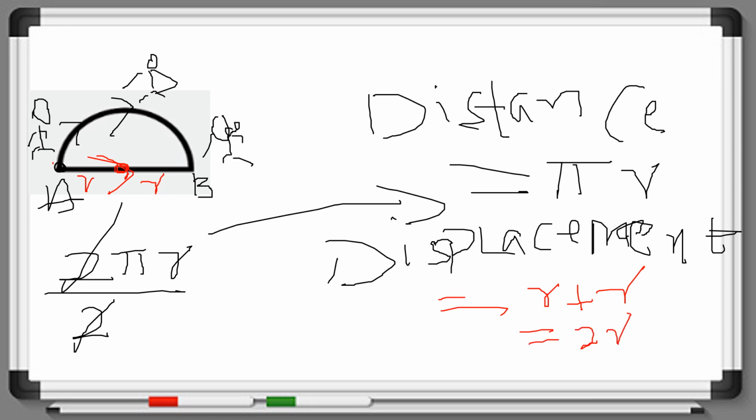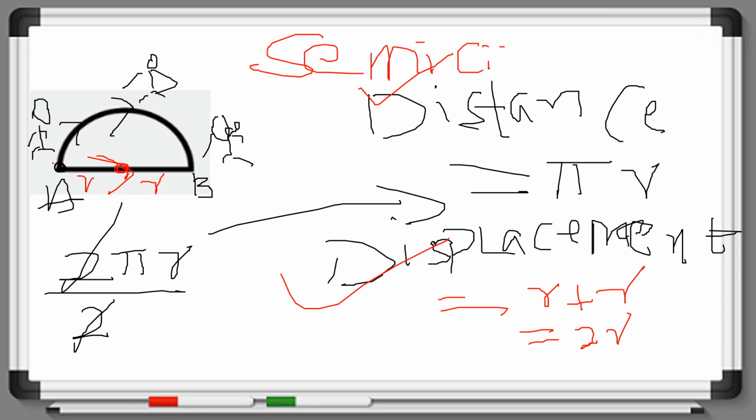The shortest path in a particular direction is a vector. Displacement is a vector quantity. It has both magnitude and direction. Distance does not have direction, it has only magnitude. So in case of a semicircle, the distance is pi r and the displacement is 2r. And in case of a circle, the distance is 2 pi r and the displacement is 0. So remember now, these are the differences between distance and displacement.